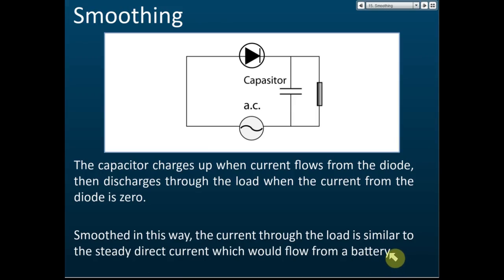It's like a battery. It's a straight line. You can see it's almost a straight line.